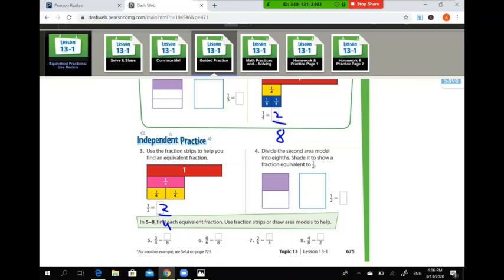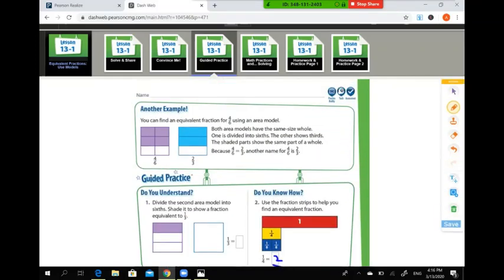Question number 4. Divide the second area model into eighths. Shade it to show a fraction equivalent to 1/2. He wants to shade a part which is equivalent to 1/2, which is equivalent to this part. Okay, let's divide it.